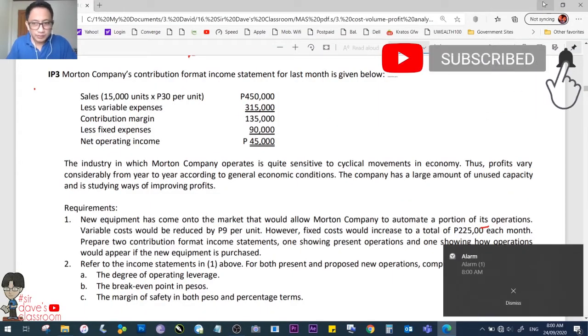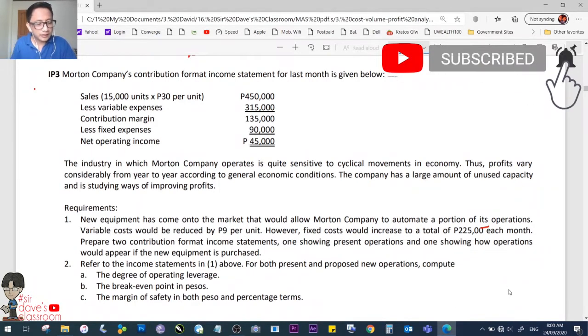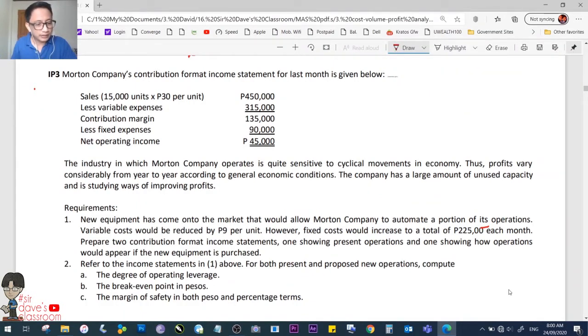Morton Company's contribution format income statement for last month is given below. You have here sales of 15,000 units at 30 pesos per unit for 450,000, contribution margin of 135,000, fixed expenses of 90,000, net operating income of 45,000. The industry in which the company operates is quite sensitive to cyclical movements in the economy. Thus, profits vary considerably from year to year according to general economic conditions. The company has a large amount of unused capacity and is studying ways of improving profits.